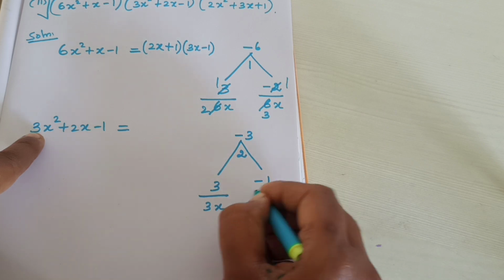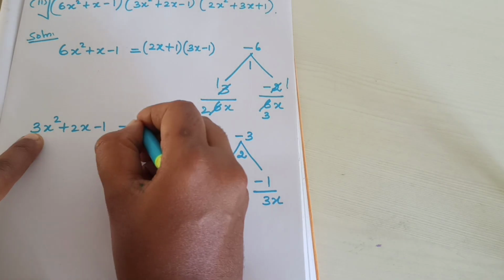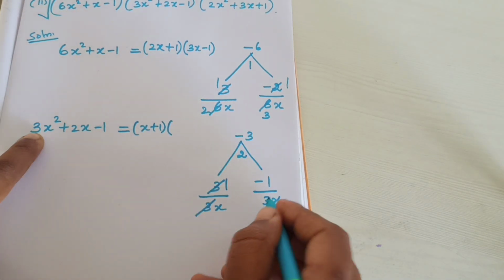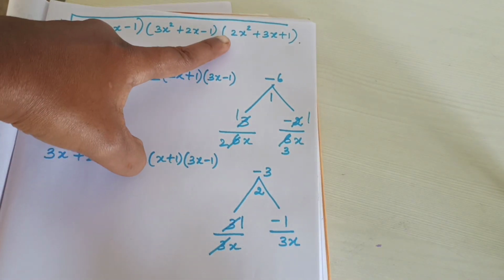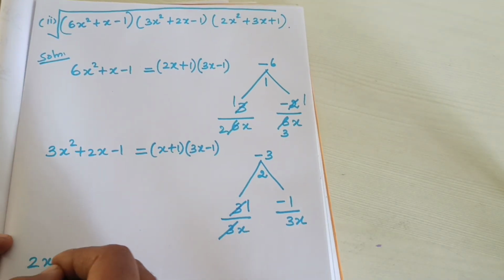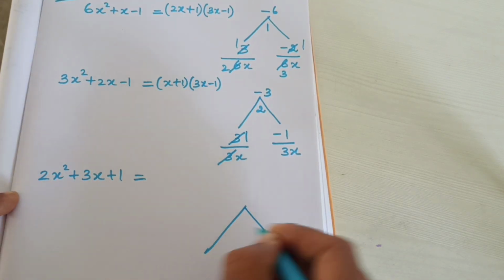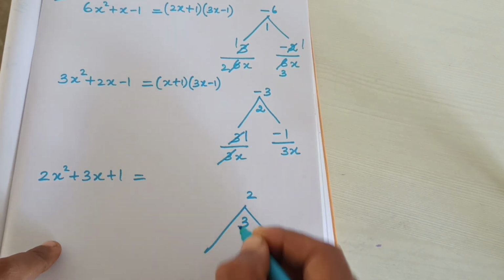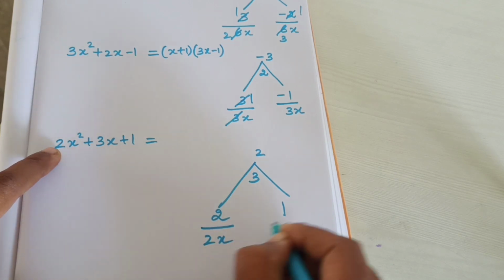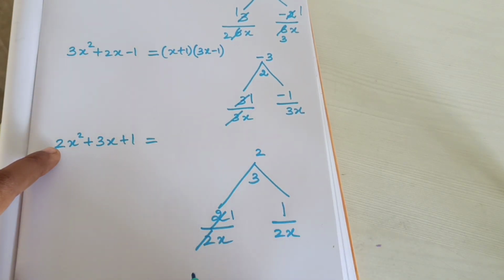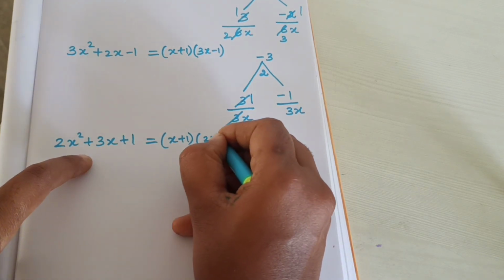So by 3x, by 3x. 1 3 is 3, here also 1 3 is 3. So 1 is remaining. So (x + 1) into (3x − 1). Check for the third one, third polynomial. 2x² + 3x + 1, which is equal to, multiplying factor 2, addition factor 3. Guess the numbers: 2 and 1. Here by the coefficient you need to divide. After that cancelling process you will get (x + 1) into (2x + 1).